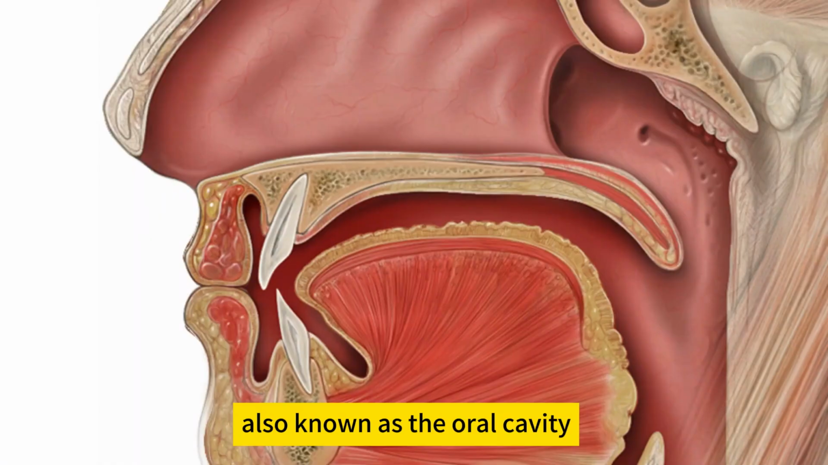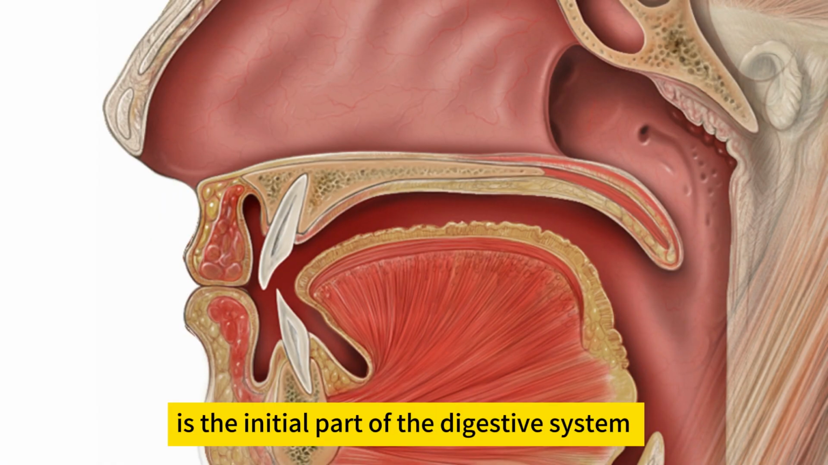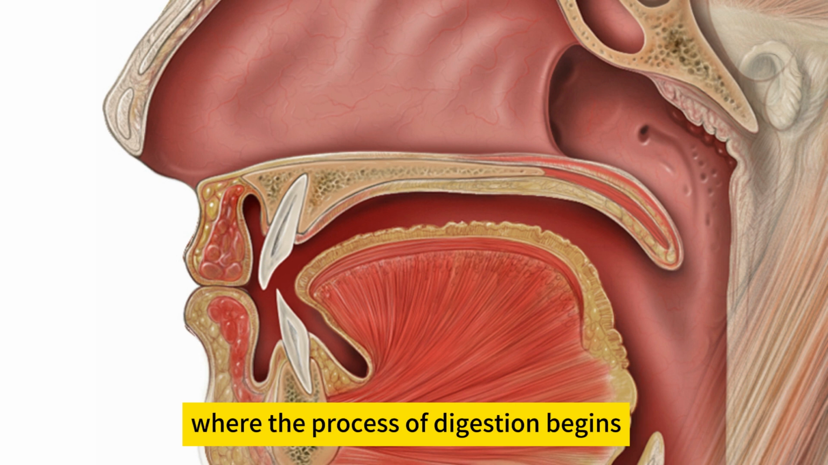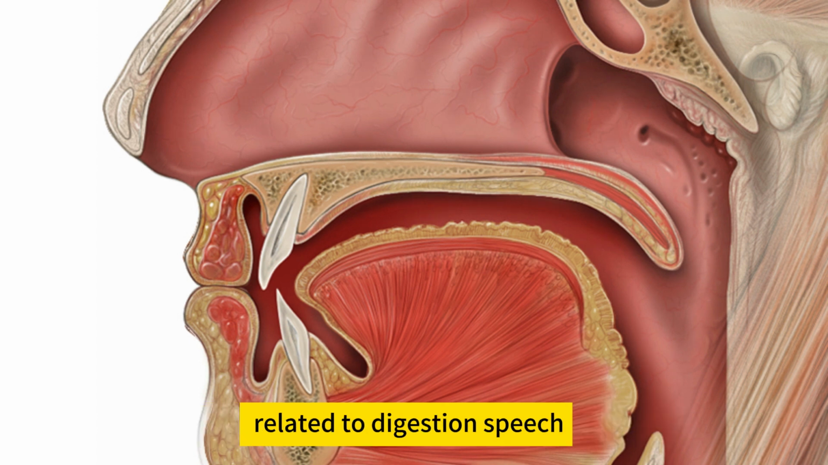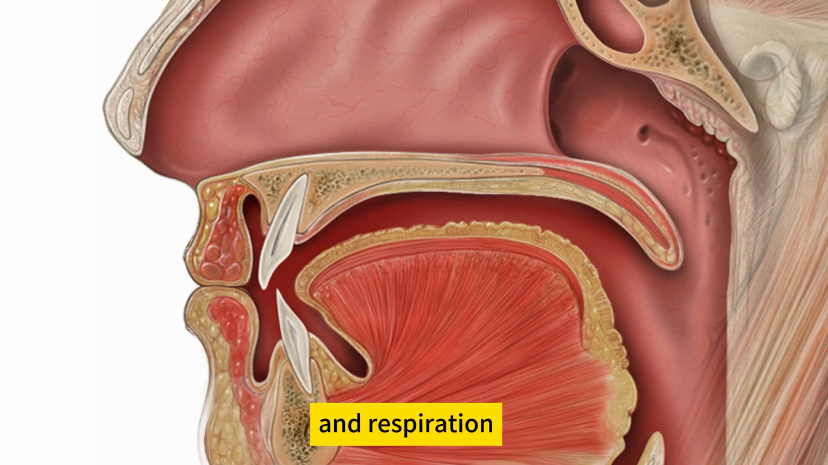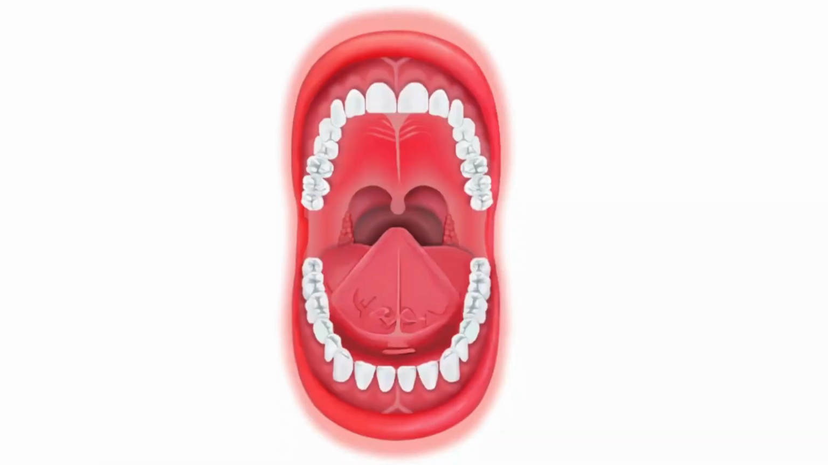The mouth, also known as the oral cavity, is the initial part of the digestive system where the process of digestion begins. It is responsible for several important functions related to digestion, speech, and respiration. Here's an overview of the anatomy of the mouth.